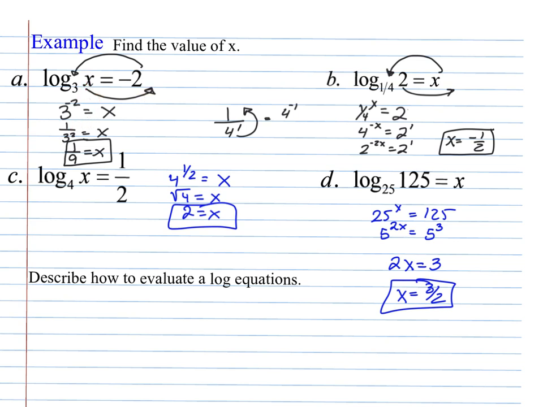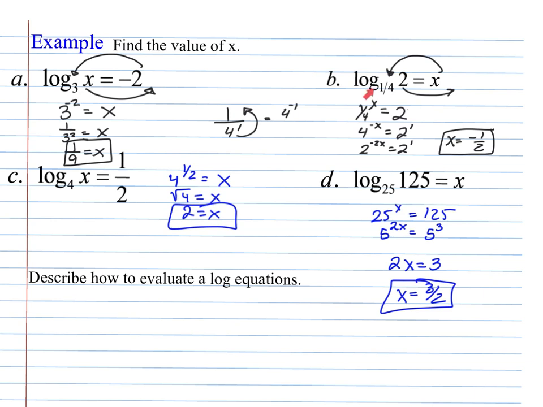Basically, you make sure you know how to use your properties of exponents, because we know that 3 to the negative 2 power is the same thing as 1 over 3 squared, and 3 squared is 1/9. So that would be the value of x.